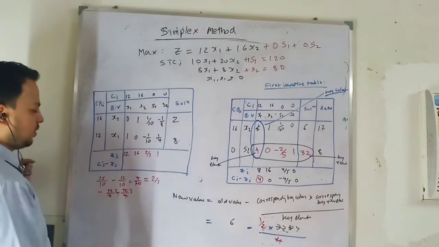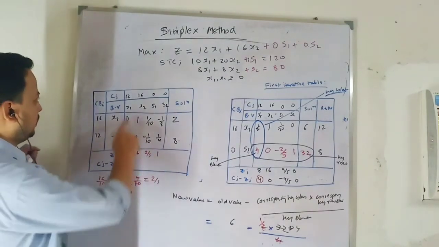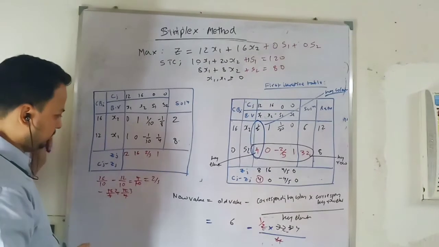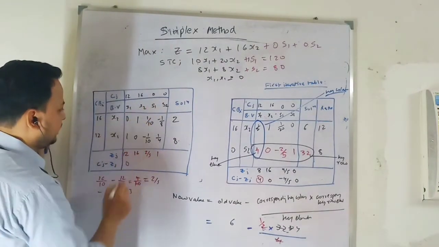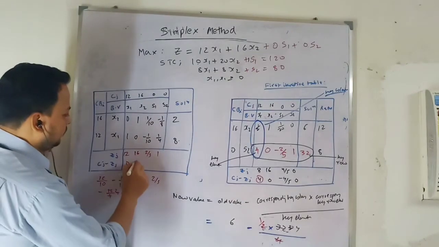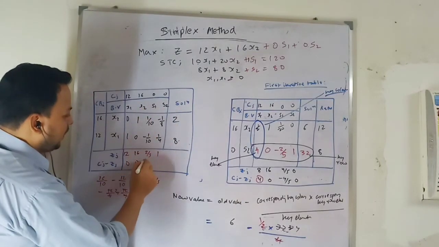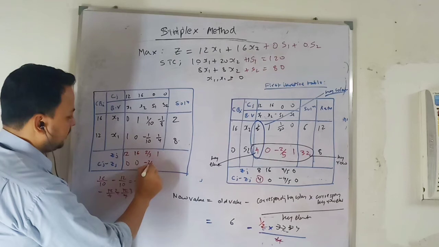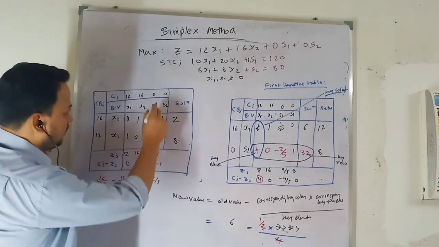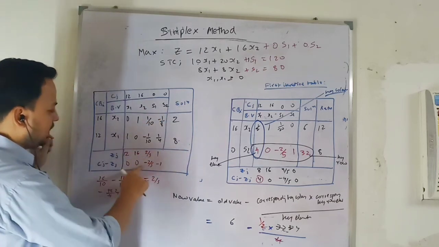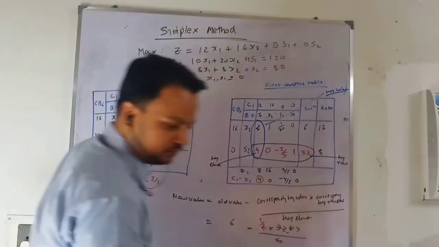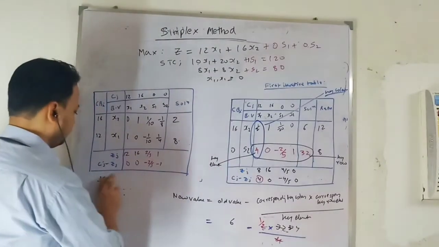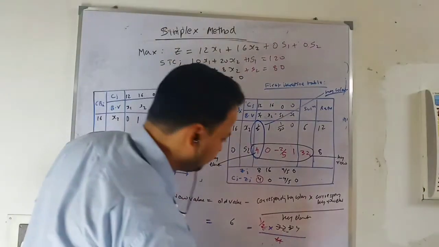Now take out the Cj minus Zj value. 2n minus 2n, how much? 16 minus 16. 0 minus 2, 2 by 5, it will be minus 2 by 5. It will be minus 1. 0 minus 1 is 1. So the Cj minus Zj value is less than or equal to 0, right? Yes or no? Okay.